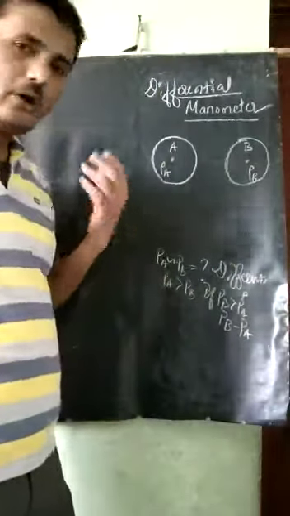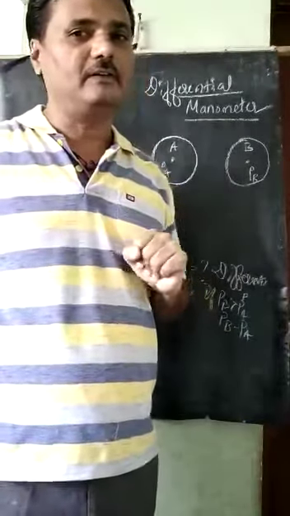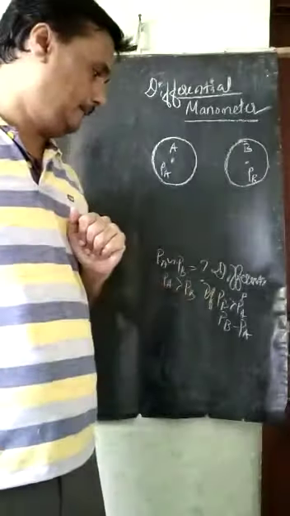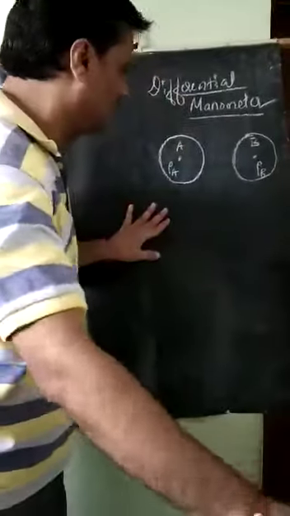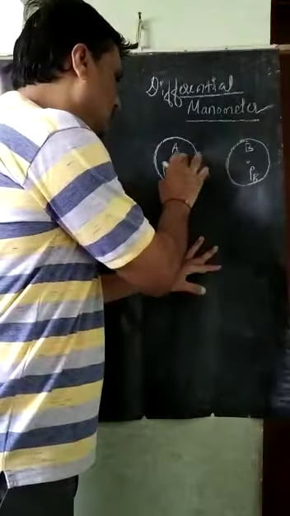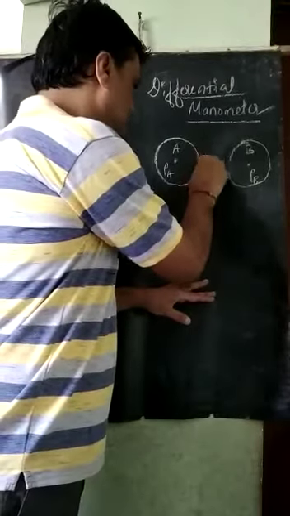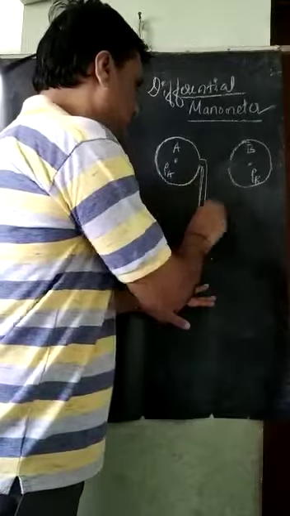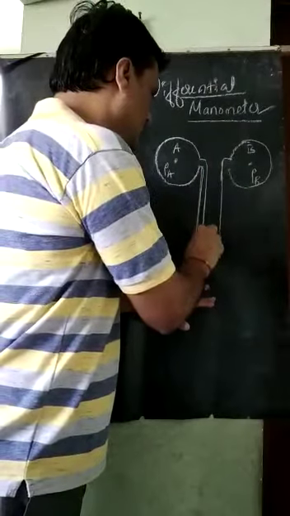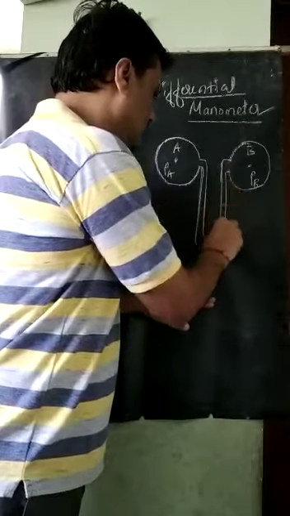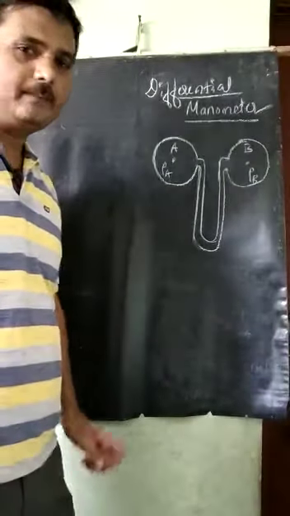Now, how to find it out? It can be found out by the differential U-tube manometer. I will show you how. I will connect one U-tube manometer here, like this. This is the U-tube manometer I am connecting here.